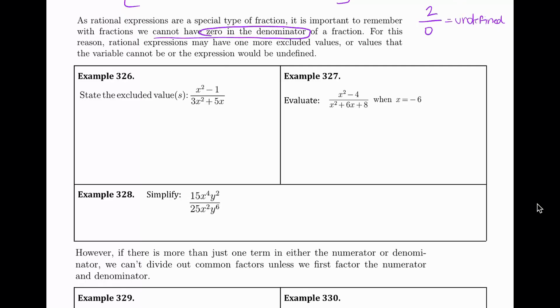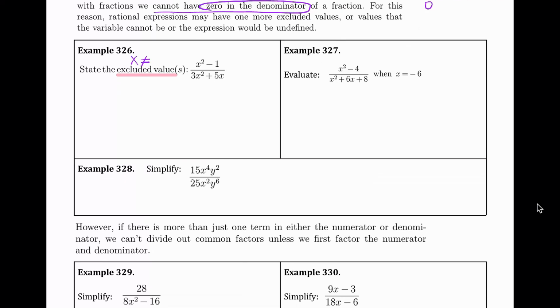So like on example 326, it gives us this rational expression, and it asks us to state the excluded values, what values x cannot be, because if x is that number, we're going to have an undefined expression. So one way we can think about this is saying, okay, we know our denominator cannot equal 0. So let's see what values give us 0 for our denominator. So I'm going to say, all right, 3x squared plus 5x equals 0. We want to know where this is true, when our denominator equals 0.